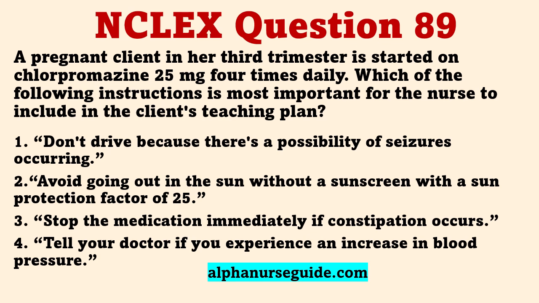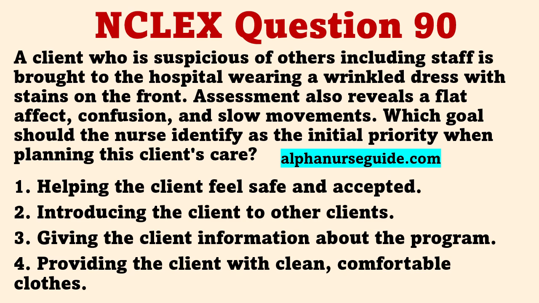A client who is suspicious of others, including staff, is brought to the hospital wearing a wrinkled dress with stains on the front. Assessment also reveals a flat affect, confusion, and slow movements. Which goal should the nurse identify as the initial priority when planning this client's care? 1. Helping the client feel safe and accepted. 2. Introducing the client to other clients. 3. Giving the client information about the program. 4. Providing the client with clean, comfortable clothes.